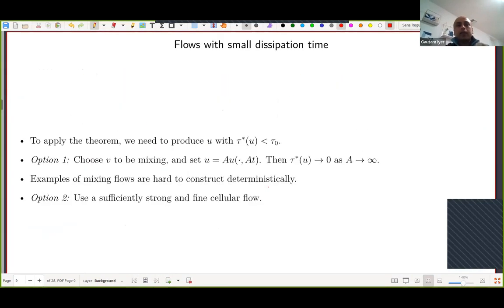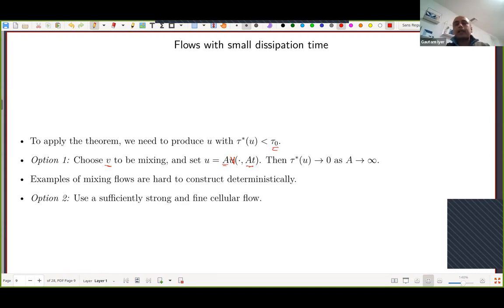Before I state other situations where it works, let me just point out that in order to apply this theorem, given any tau naught, I need to produce for you a velocity field with small enough dissipation time. How can I do it? One option would be, suppose I had a mixing velocity field V, and then I just rescale it. So take the mixing velocity field, increase the amplitude and speed up time.